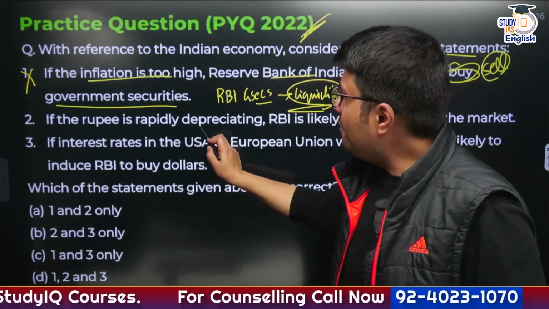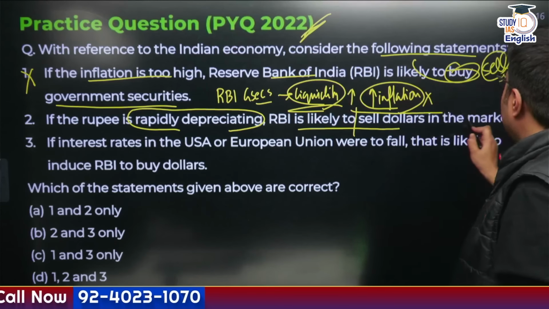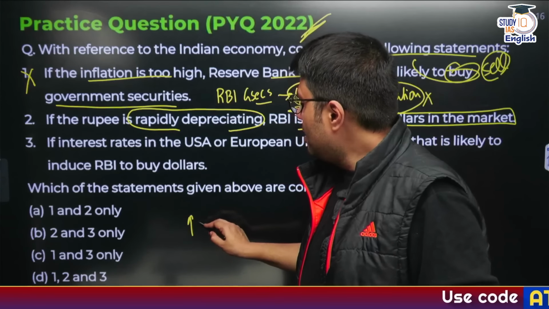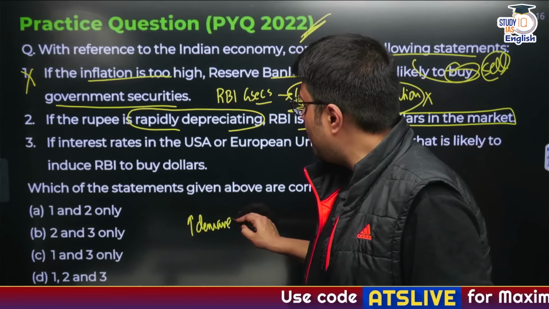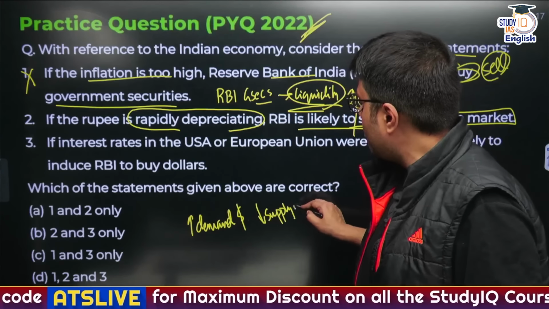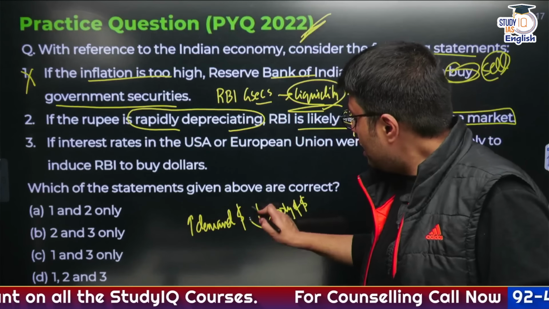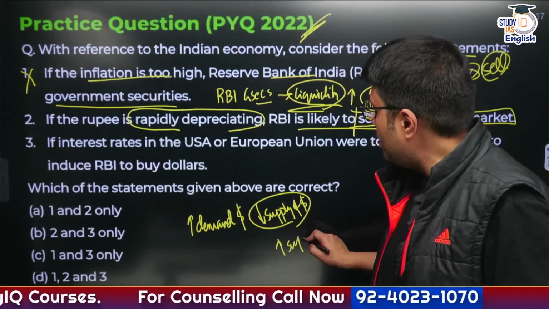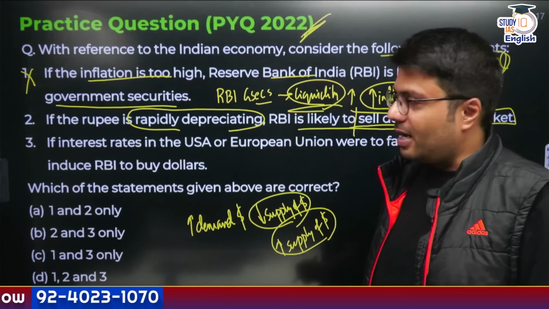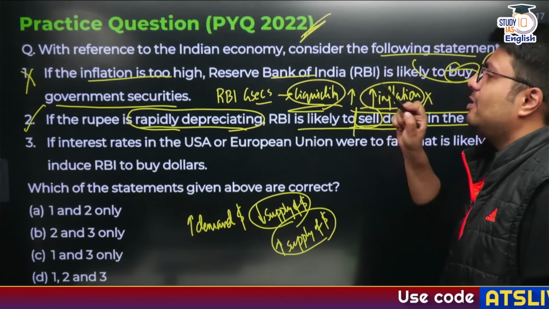Now if rupee is rapidly depreciating, RBI is likely to sell dollars in the market. Now, what happens in case of rupee rapidly depreciating? The demand for dollar increases, while the supply of dollars reduces. So in that case, what should RBI do? If you were RBI, what would you do? You would increase the supply of dollar. And how would you increase the supply of dollar? You would sell the dollars in the foreign exchange market, right? So second statement is right. In case of rapid depreciation of rupee, RBI sells dollars.